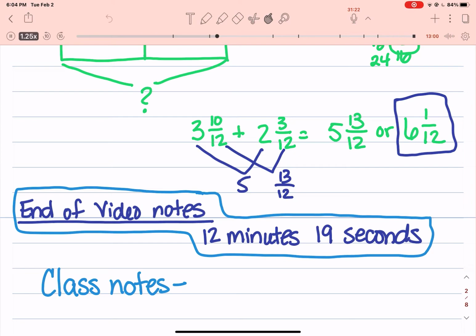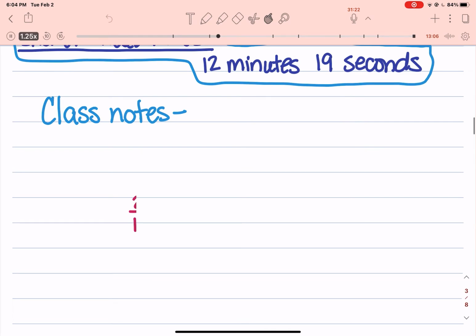Class notes, and let's write the first one as 1 1/3 plus, no, I don't want that one. Let's do this one. 2 1/5 plus 1 1/2. And just like Dwayne does in the video, I like to write them out kind of spaced out. So we're going to have 2 1/5 and then leave some space plus 1 1/2.